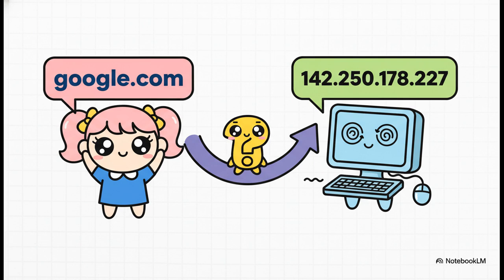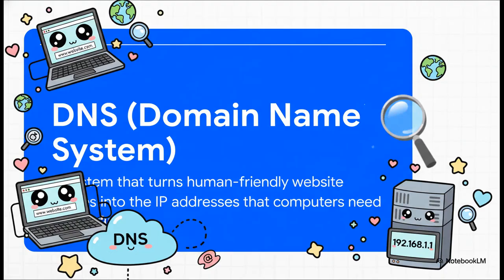142.250.178.227. But as we've just learned, the computer absolutely needs that number to find the right server on the internet. So, there has to be some kind of system that translates the name we can remember into the number the computer needs. And that system is called DNS. It stands for the Domain Name System. And its one and only job is to do that exact translation. When you type a website address into your browser, DNS is the service that looks up that name and finds the matching IP address for your computer.